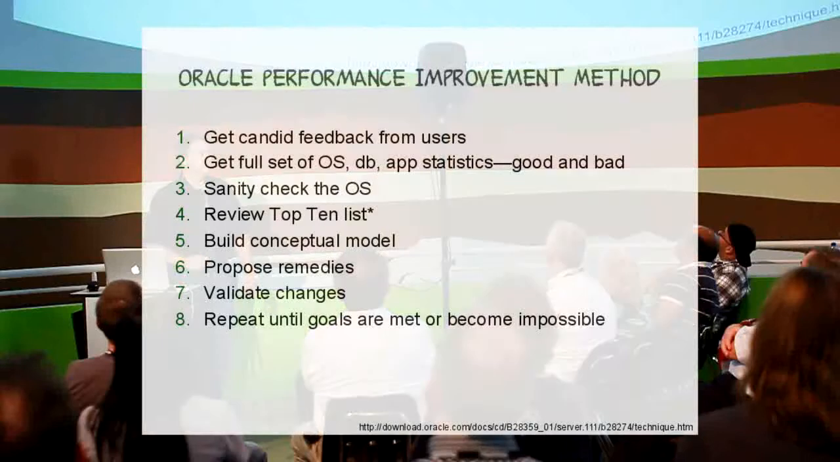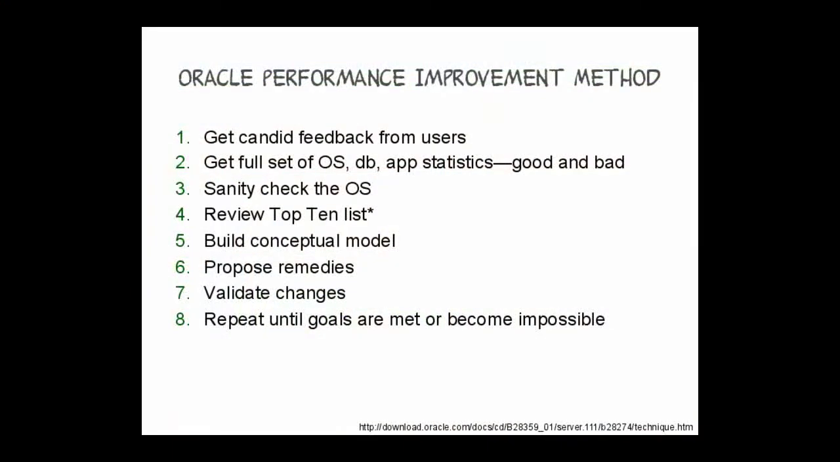So I don't mean to say that there weren't methods at the time. There were, in fact, and probably the most popular and frankly the most useful one was this thing called the Oracle Performance Improvement Method. And it consisted of, it looks like, 8 steps. I thought there were 10, but we'll see in a moment if there really were. One of them, this is why I thought there were 10, was number 4. It says review the top 10 list.